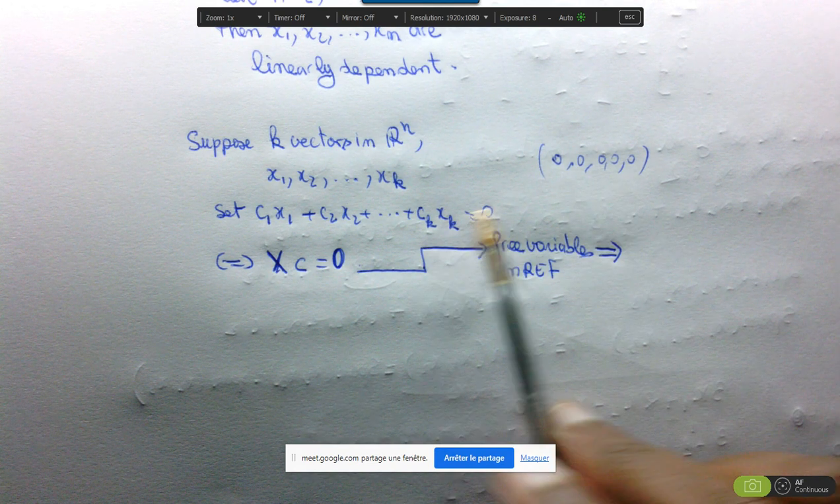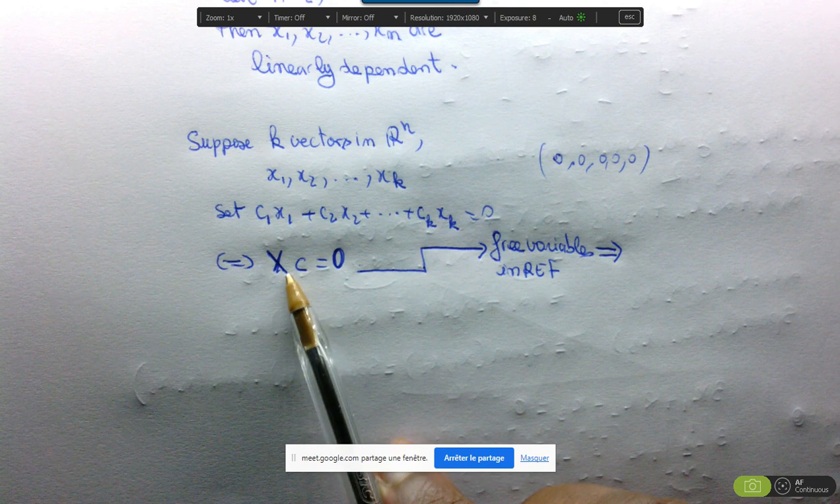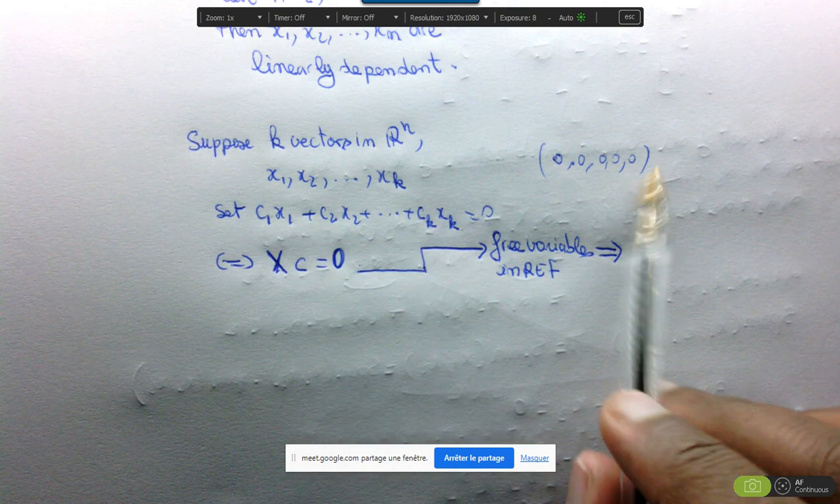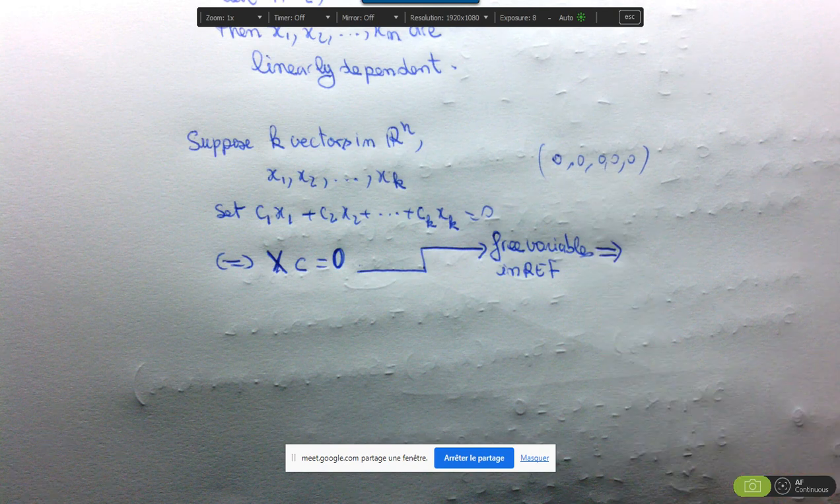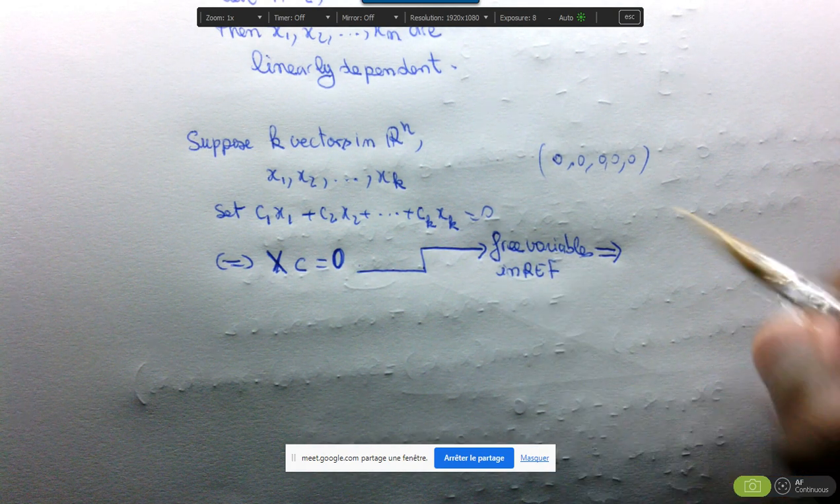Depending on the type of system, suppose that I have a system with k values. Here I'm going to have k zeros, for example. If I have free variables, that means that I have a non-trivial solution.